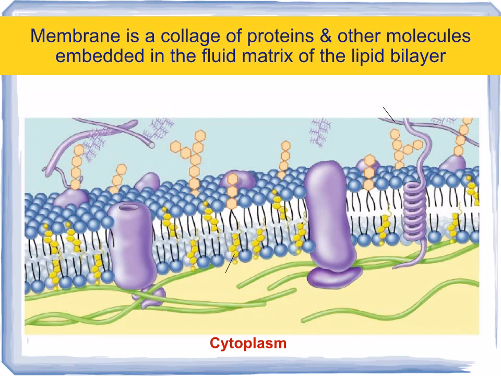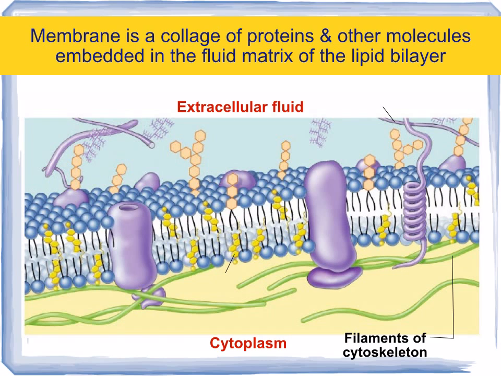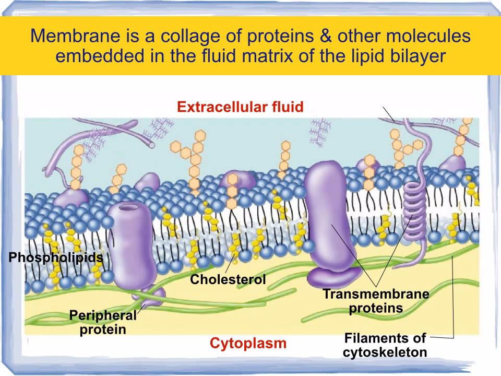You've got your cytoplasm, extracellular fluid, and you've got your lipid bilayer sitting between. So you've got the filaments of the cytoskeleton, phospholipids, cholesterol, transmembrane proteins which span the whole bilayer, peripheral proteins which sit on the outside, a glycoprotein, which is attached to a carbohydrate group, and then a glycolipid, which has got a carbohydrate group attached to the lipid.